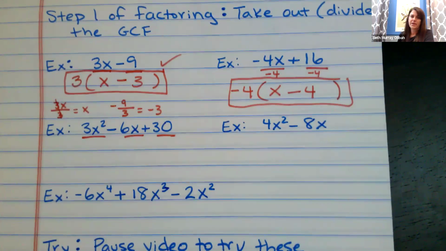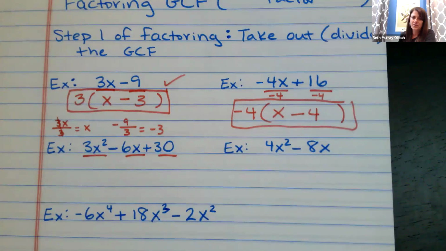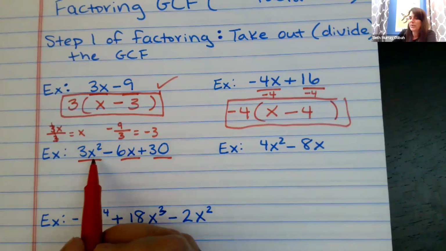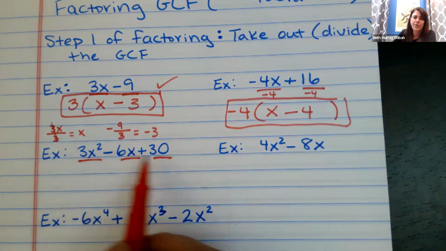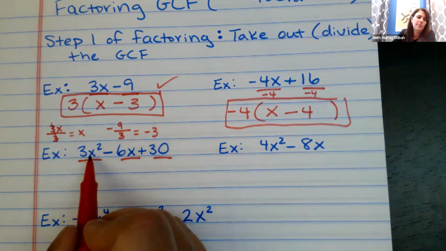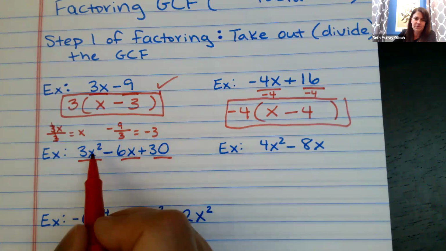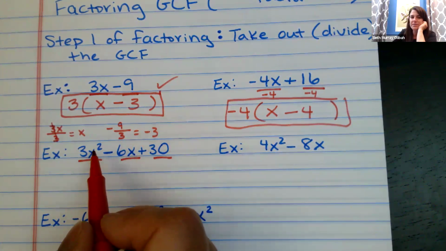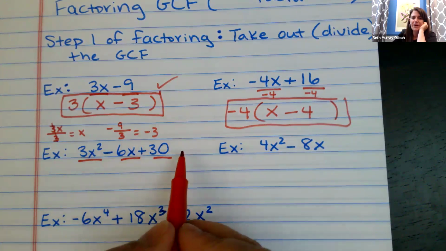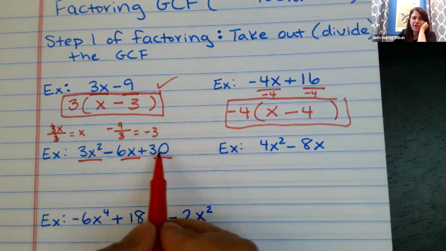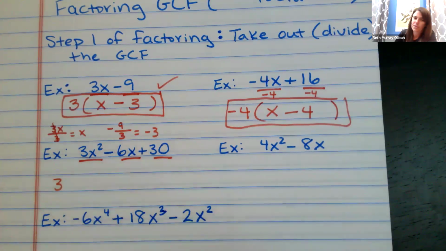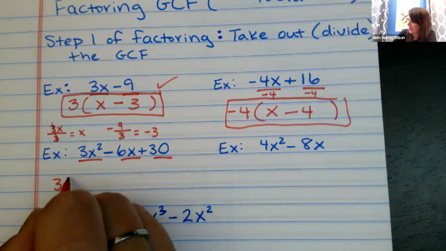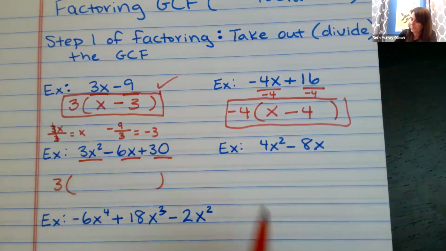Now I have an example with 3 terms. So now I need to make sure whatever I decide to take out actually works for all 3. My first term has x squared, which is 2 x's, basically an x and another x. I have an x here, but I have no x with the 30, so I can't take an x out again. 3, -6, and 30 have 3 in common, so I'm going to take out or divide out the 3.